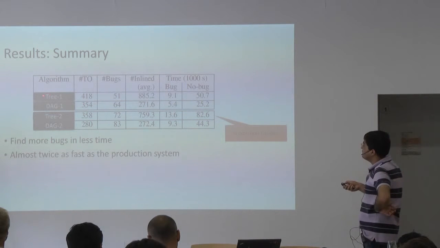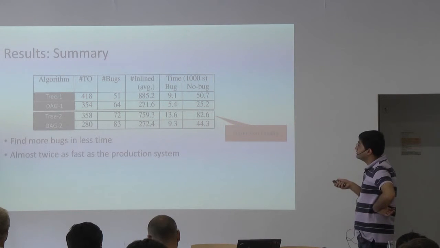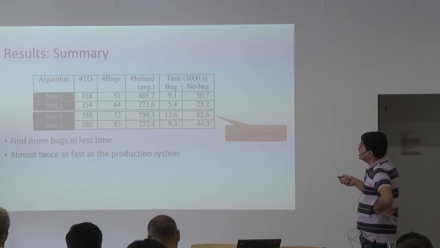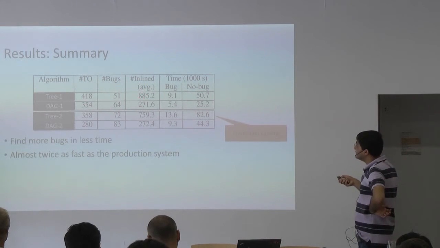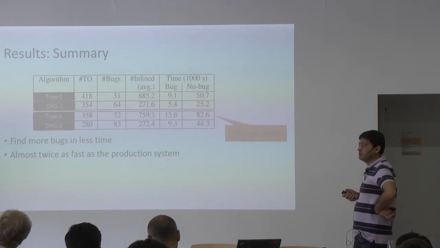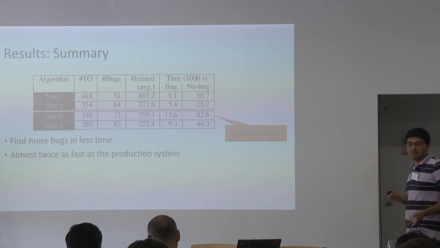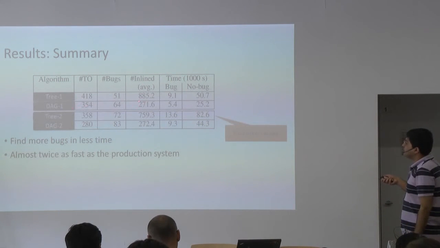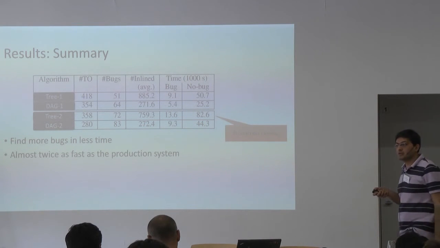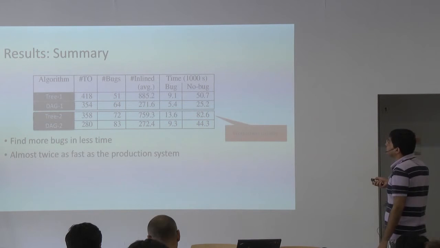In each case, we give the number of timeouts. DAG inlining had fewer timeouts. We give the number of bugs that we found. DAG inlining finds more bugs. Then the number of procedures inlined on average. You can see that this number is much, much smaller than a million, because of all the optimizations that are in place. And DAG inlining is around three times more compact compared to tree inlining. And as for the time it took, DAG inlining was about twice as fast as tree inlining.